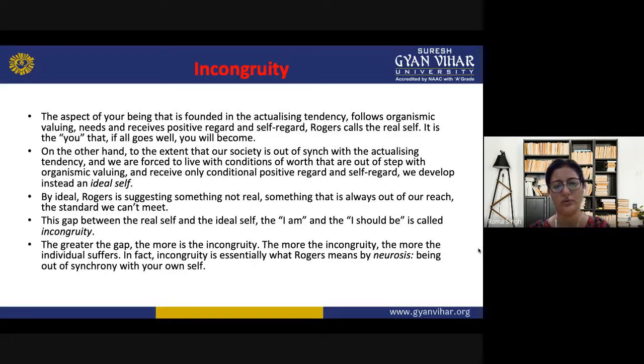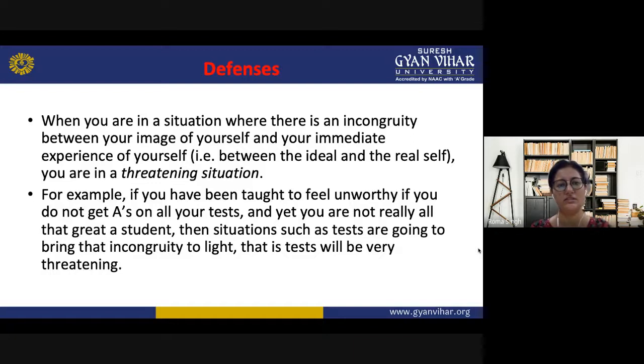So in fact, incongruity is essentially what Rogers means by neurosis, being out of synchrony with your own self. When there is an incongruity between your image of yourself and your immediate experience of yourself, that is, between the ideal self and the real self, you are in a threatening situation. For example, if you have been taught to feel unworthy if you do not get A's on all your tests, and yet you are not really all that great a student, then situations such as tests are going to bring that incongruity to light. That is, tests will be very threatening for you.